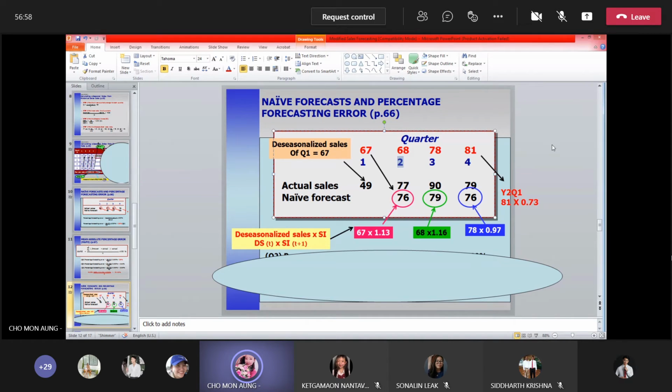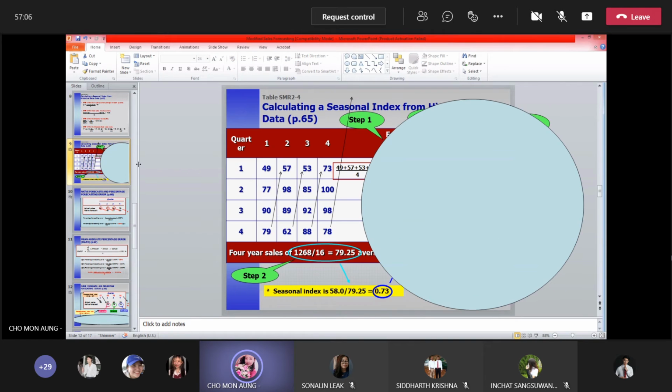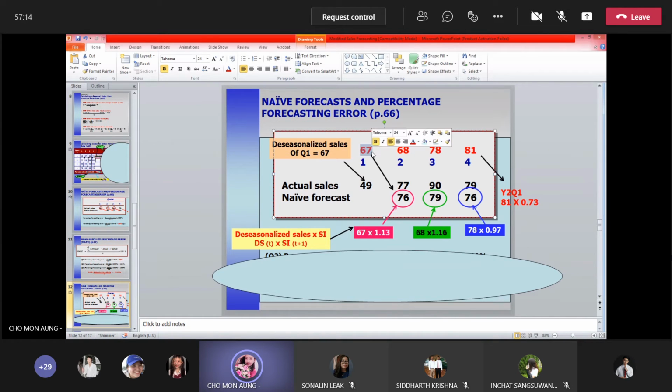Could you repeat it again? Instead of using actual sales, to deal with those seasonal changes and fluctuations over the long period that we consider, we are using deseasonalized sales. But that is seasonally adjusted only for quarter one. We are going to forecast for quarter two. Therefore, that seasonally adjusted sales of quarter one, we have to adjust back to fit quarter two.